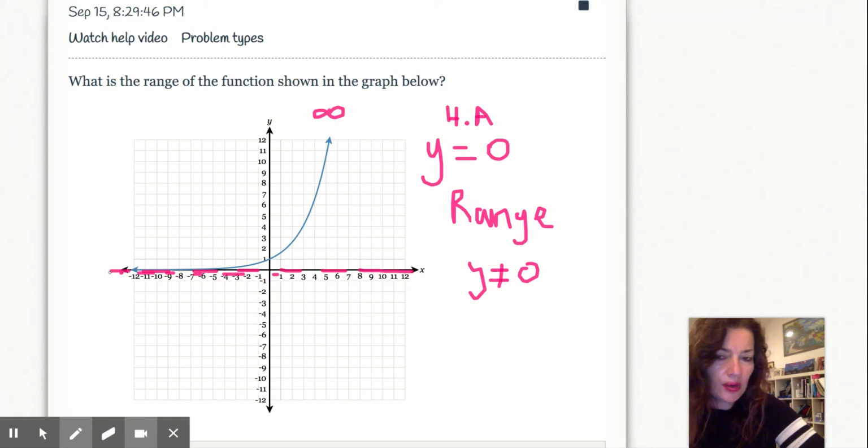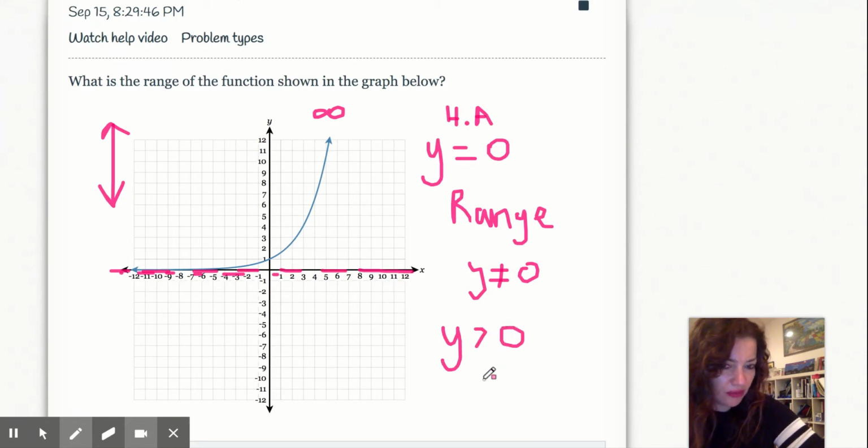Because what are we looking at? We are looking at the range, and the range is always looking at the graph up and down. So don't confuse it with the domain. The domain is always left to right, and the range is always up and down. So in this case, we can simply say that the range is just y is greater than 0, where y is an element of all real numbers.